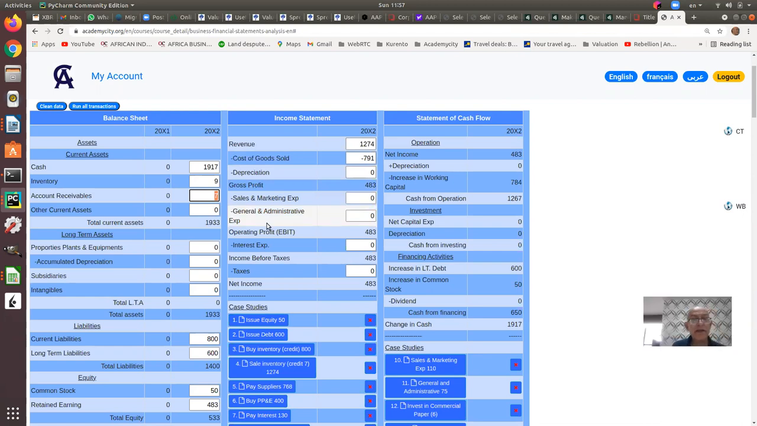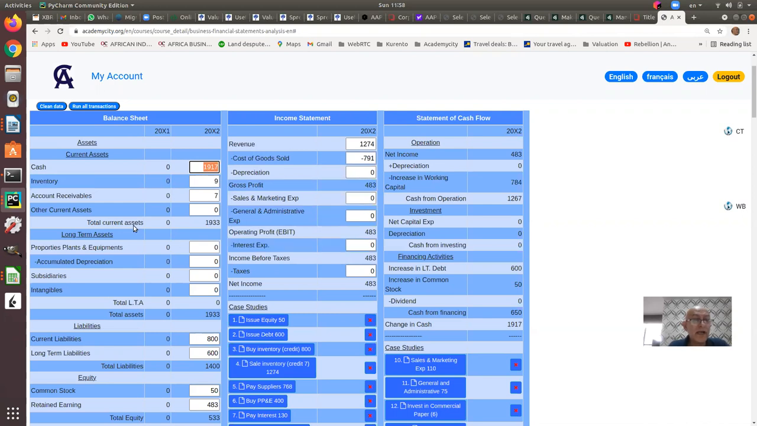7,000 is going to be paid next year. So we didn't collect the whole amount. We collected only 1274 minus 7,000, okay, that will be 1267, as we saw last time. One more time: we didn't collect the whole amount. We only collected 1274 minus 7. That's the amount that increased the cash.